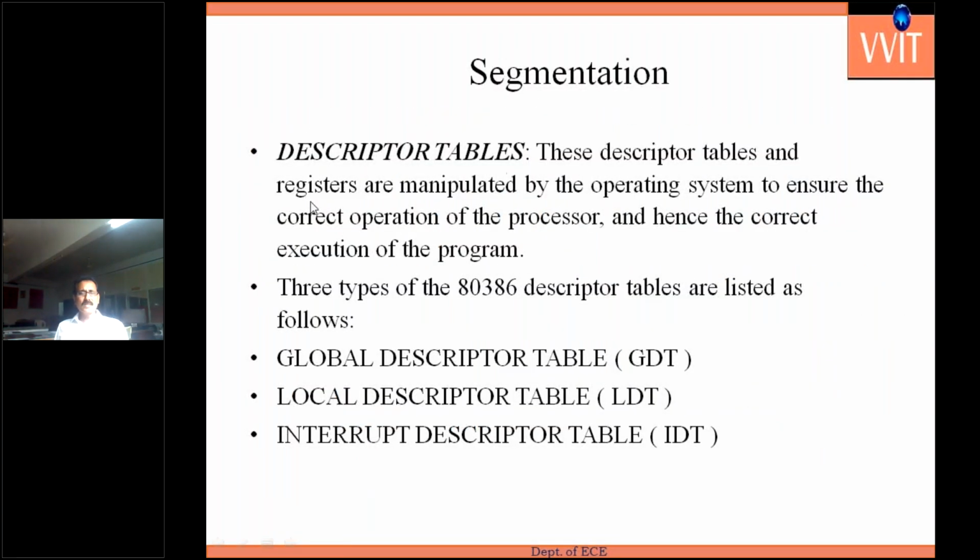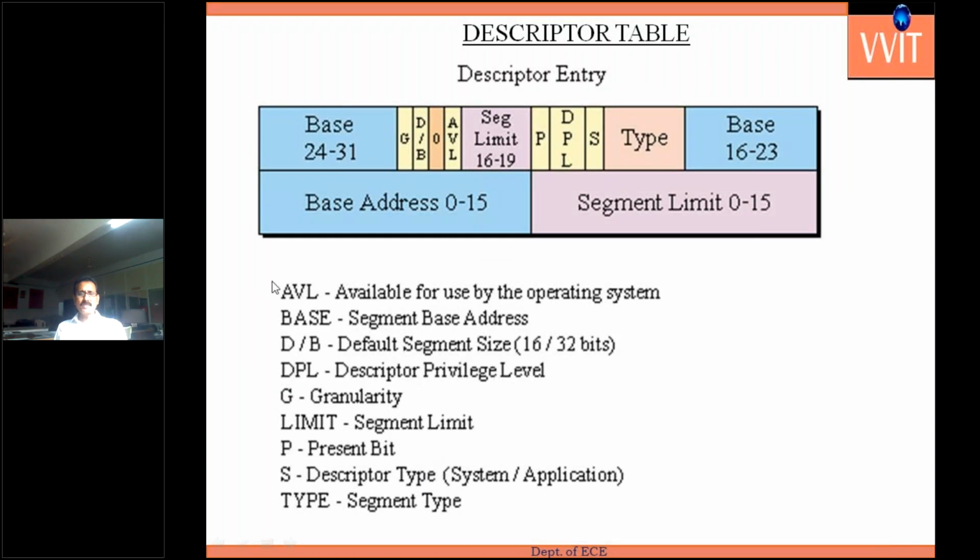Next, segmentation. The segmentation of the memory is basically defined by 3 types of descriptor tables: global descriptor, local descriptor, or interrupt descriptor table. Based on the descriptor table, your address is extended from 4 GB up to 64 terabytes. Here it is loaded with the base address, offset address, and availability for controlling access of the segment or memory. This is the descriptor table.